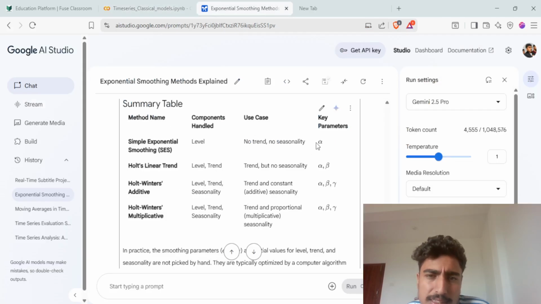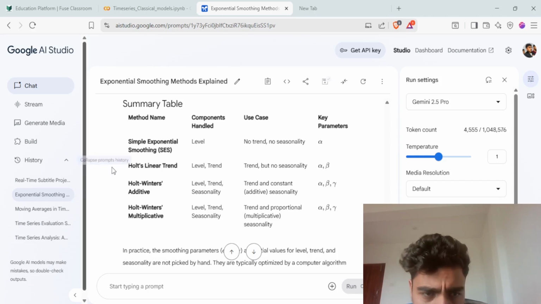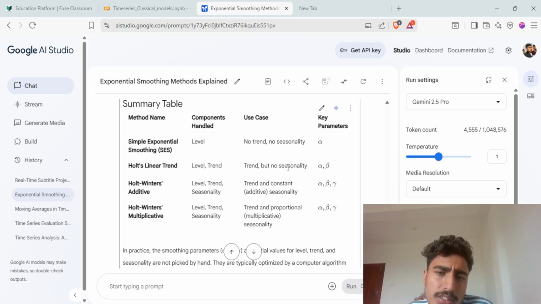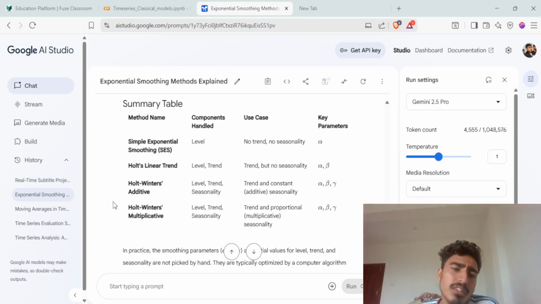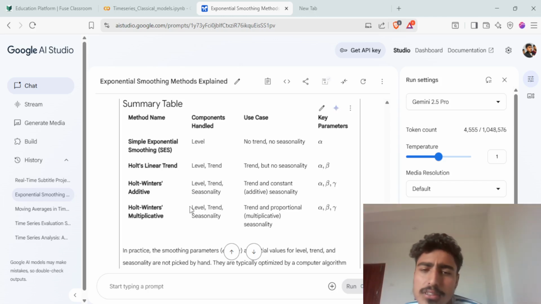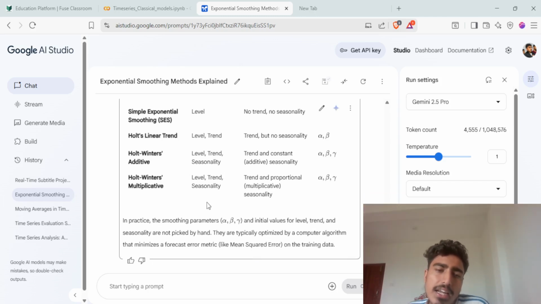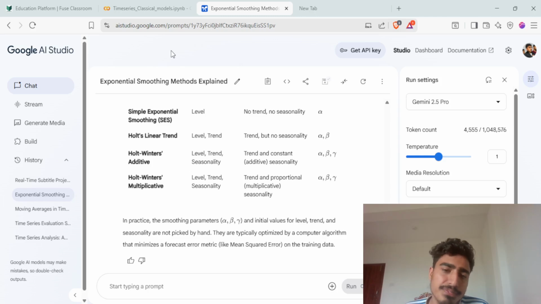Let's summarize the key parameters. Simple SES uses only alpha. Holt's linear has two parameters, alpha and beta. Holt's linear trend works only for trend but not seasonality, level and trend. Holt-Winters additive works for trend and constant additive seasonality. Three parameters are introduced in the model. Holt-Winters multiplicative also has the same parameters but works in proportional situations, no more than that.